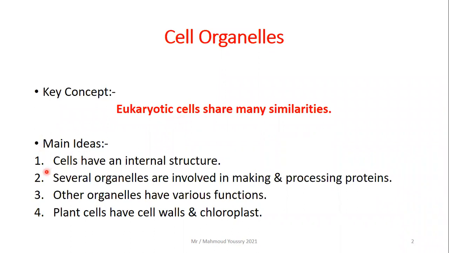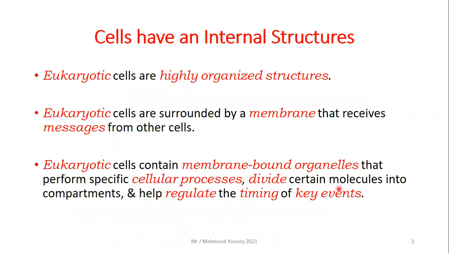The main ideas: number one, cells have an internal structure. Number two, several organelles are involved in making and processing proteins. Three, other organelles have various functions, and we will study them in detail. Number four, plant cells have cell walls and chloroplasts. Let's start. The cells have an internal structure.